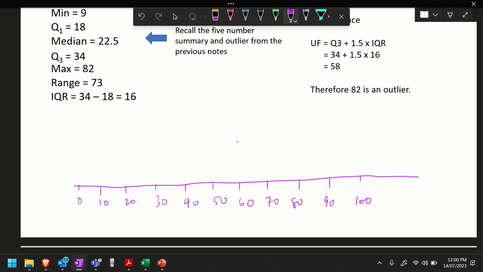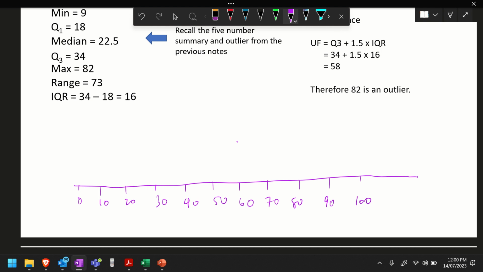Okay, so doing this one, please. This one you need to copy down somewhere. Make sure that your number line includes all the values that are in here. So if my minimum is 9, you have to make sure you can fit 9 in there. Maximum is 82, so make sure you can fit that in there.